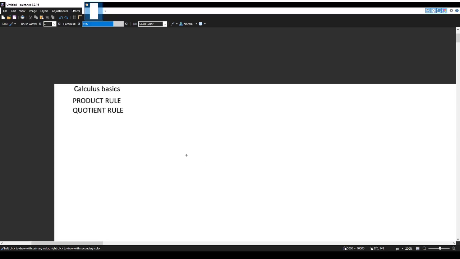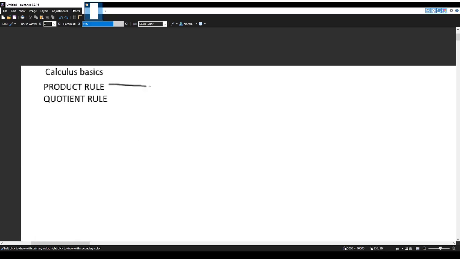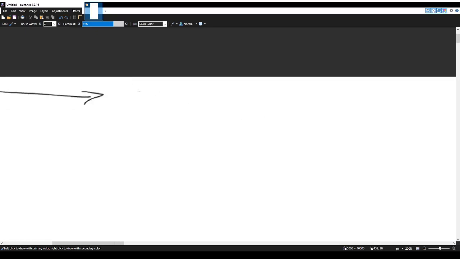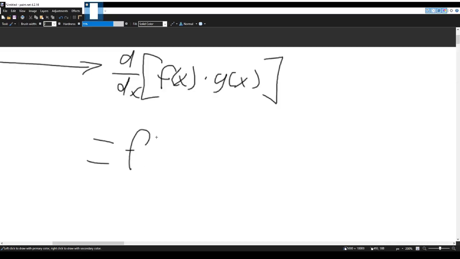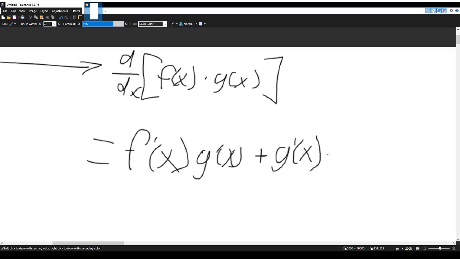The formulas, so the product rule is, d dx of f of x times g of x equals the derivative of f of x times g of x plus the derivative of g of x, right, g prime, times f of x.